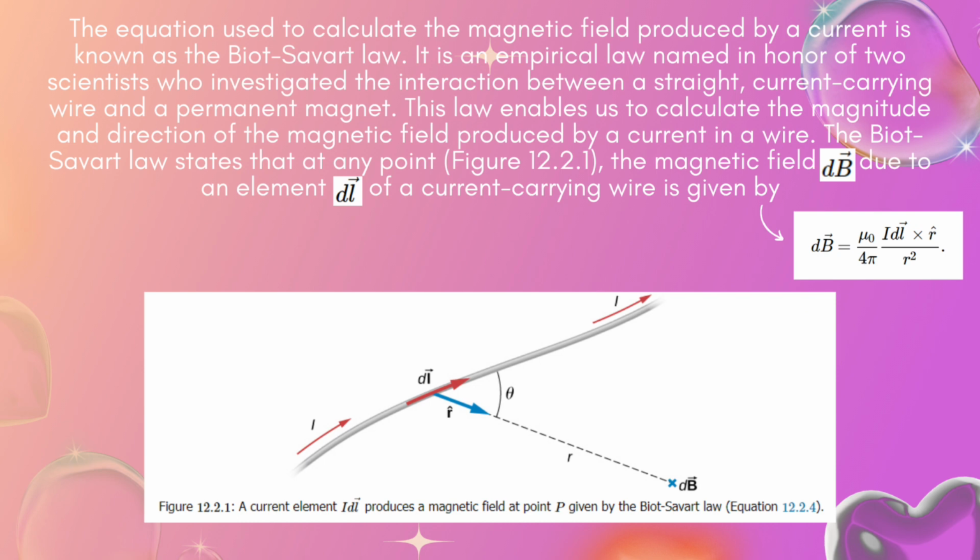This law enables us to calculate the magnitude and direction of the magnetic field produced by a current in a wire. The Biot-Savart law states that at any point in figure 12.2.1, the magnetic field due to an element, the infinitesimal wire segment, of a current-carrying wire is given by the equation: the infinitesimal magnetic field dB equals the permeability of free space over 4 pi, times the current I times the infinitesimal wire segment dl crossed with r hat, over the distance r squared.